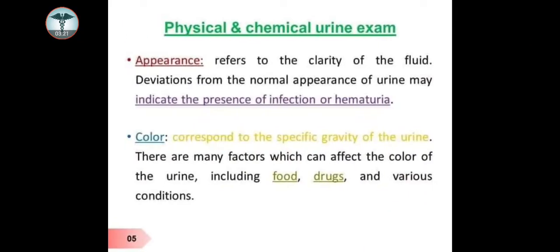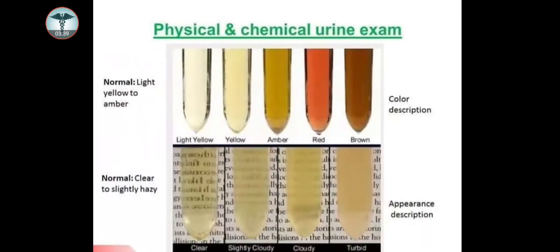Appearance refers to the clarity of the fluid. Deviation from the normal appearance of the urine may indicate the presence of infection or hematuria. Color corresponds to the specific gravity of the urine. There are many factors which can affect the color of the urine, including food, drugs, and various conditions.